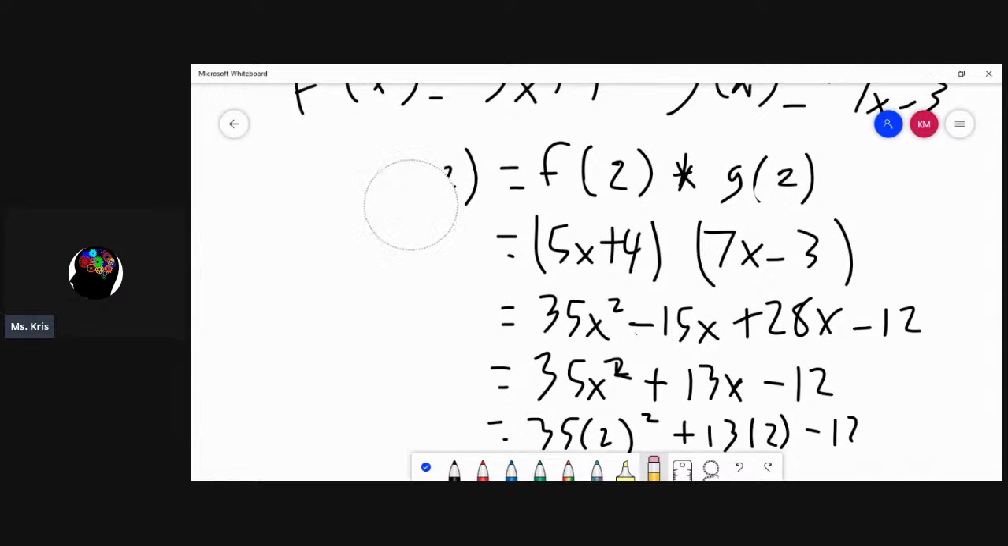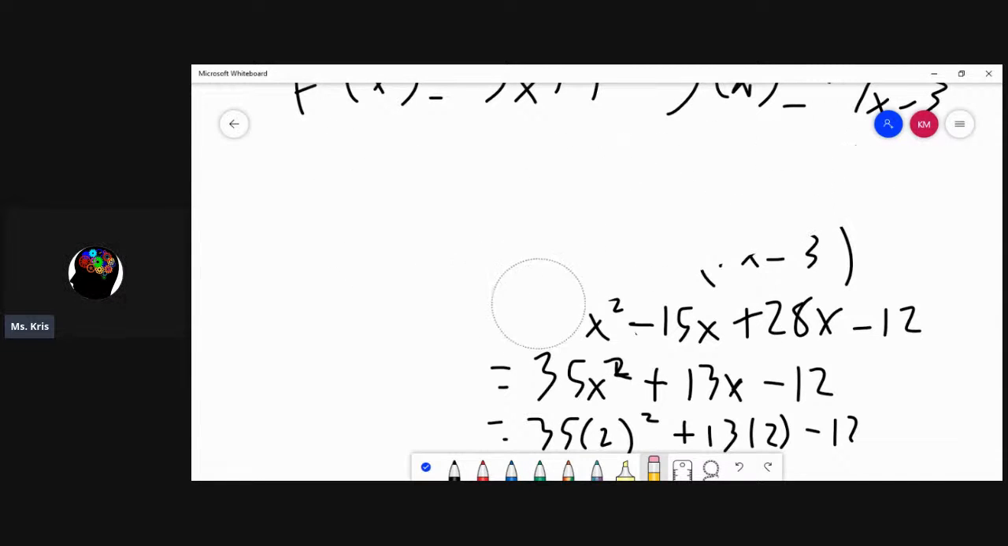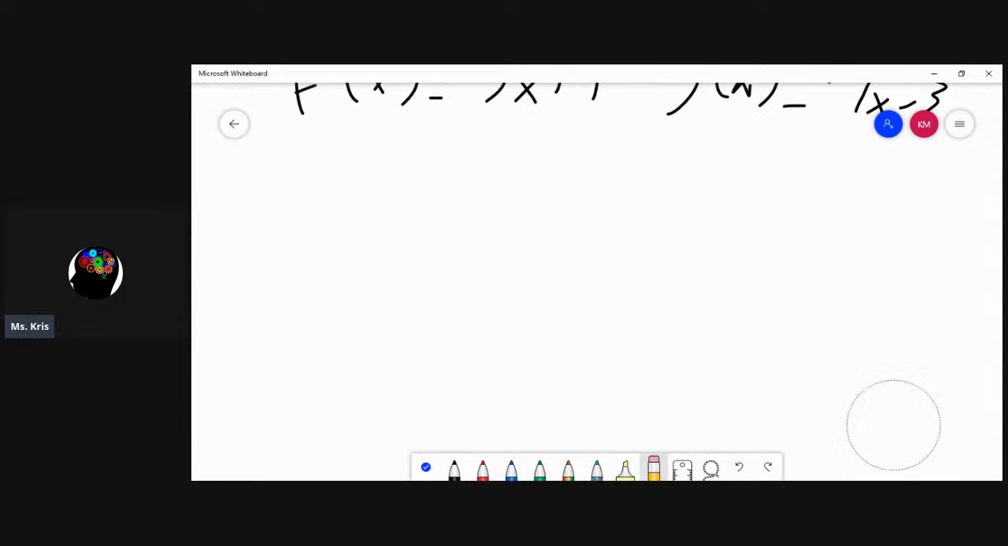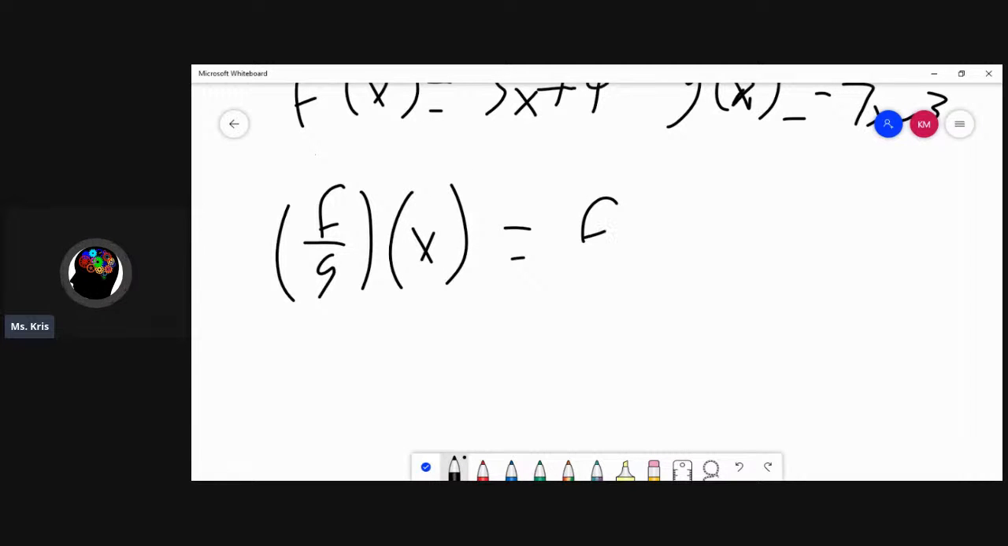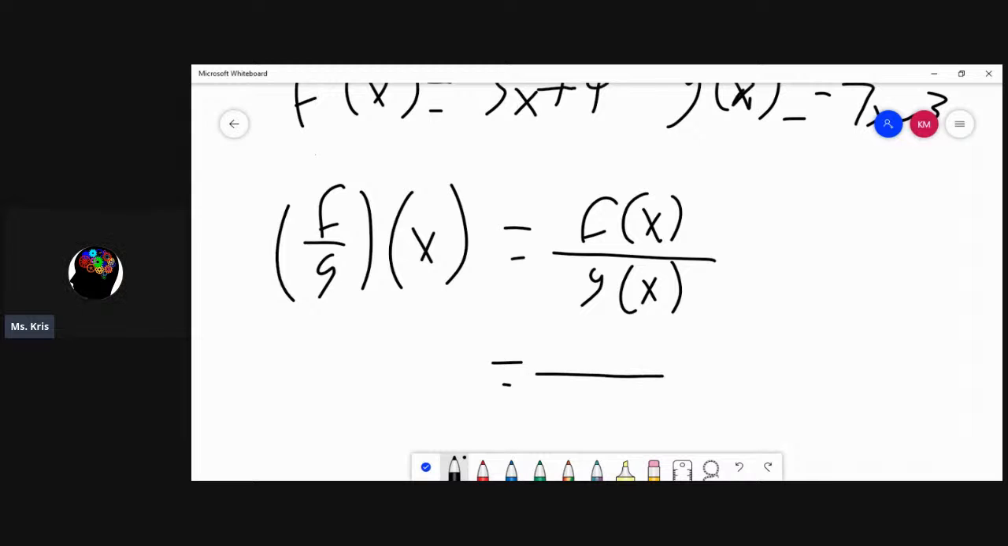Now, next we have f divided by g as it relates to x, which simply is f of x over g of x. Now, of course, you know this is going to create a blip or undefined because you have 5x plus 4 over 7x minus 3.